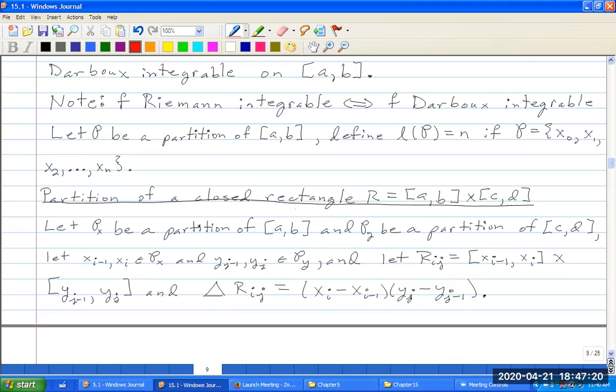Also, sometimes I use this notation. Let P be a partition of the closed interval AB. Define the length of P to be n if the partition P consists of x0, x1, x2, and so on up to x sub n. This just tells you the number of subintervals determined by your partition P.